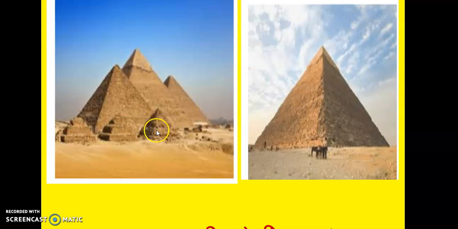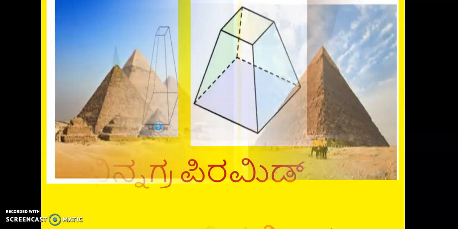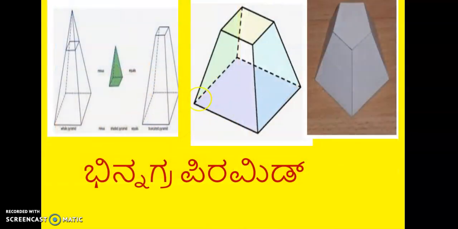This is how the ancient Egyptians contributed to geometry, and they also had sophisticated knowledge about geometry. And this we call a truncated pyramid. The Egyptian people in ancient times knew the formula to find the volume of these truncated pyramids.